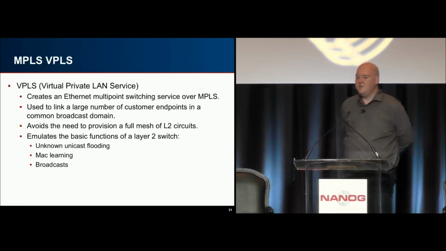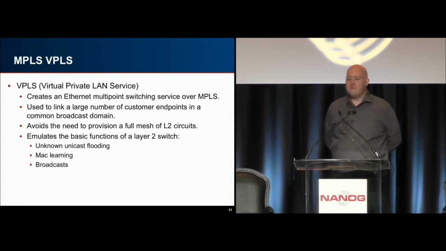So what happens is it ends up saving you having to create this big mesh of layer 2 circuits. You know, imagine if you have 10 points that you want to be able to pass traffic any to any. It's better to set up one instance of those at each of those 10 locations than it is to build a giant full mesh if you just want simple any to any connectivity.